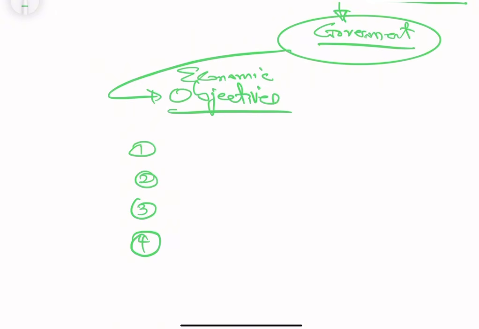The first one is to ensure that the economy is growing. So I'll call it economic growth. Likewise, they want people to have jobs, so full employment. They don't want people to be roaming on the streets, jobless. They want people to have jobs.